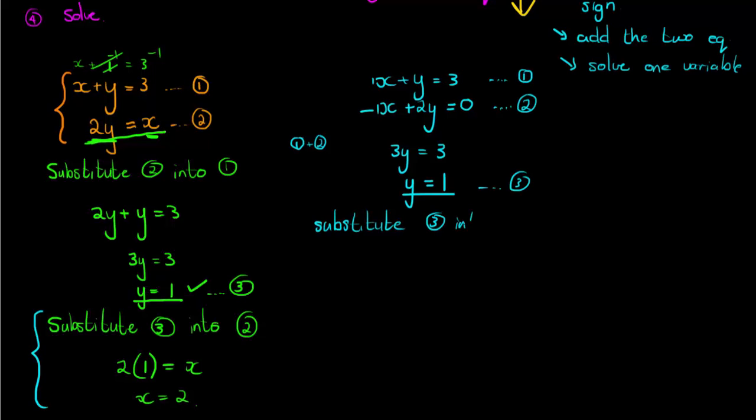3 into, and now you can choose whichever one you think is the easiest. This one looks easiest to me, so I'm substituting 3 into 1, so x plus 1 is equal to 3, so x will be equal to, subtract 1, x will be equal to 2. There we go. So after we've solved one variable, we'll sub and solve the other.